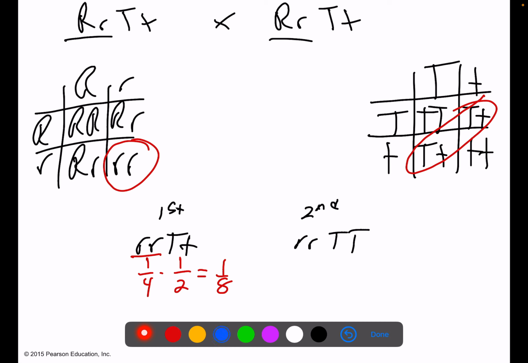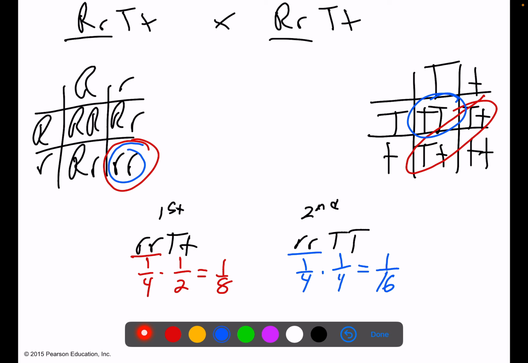Okay, let's go to the second child. What are the chances of getting little r? Well, look again, it looks like it's the same, 1/4. What about big T, big T? Looks like that's also 1 out of 4. What are the chances of this happening? 1 in 16.